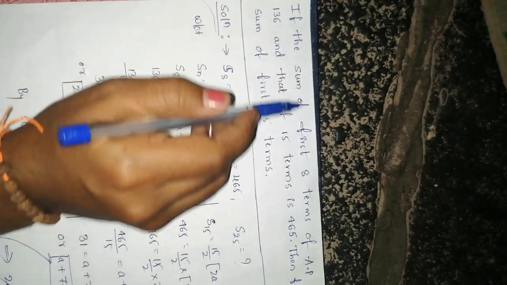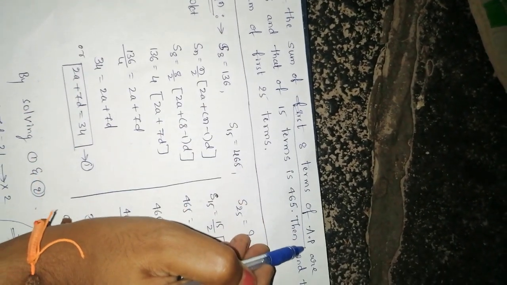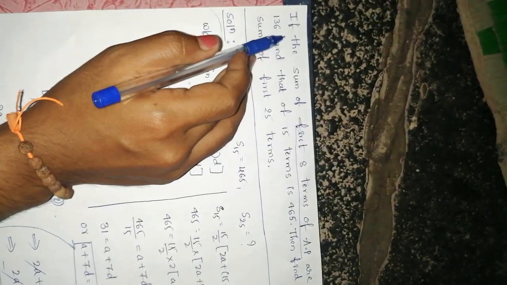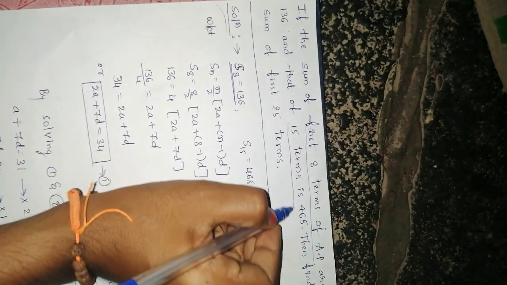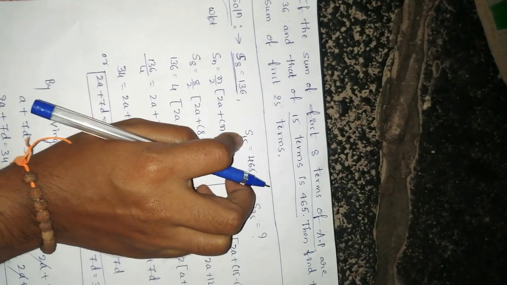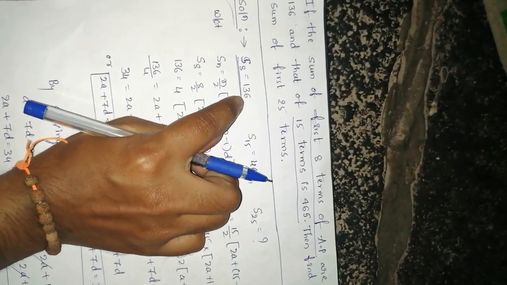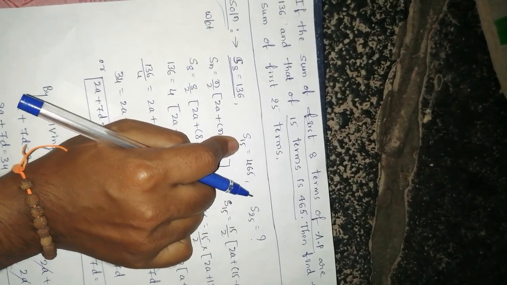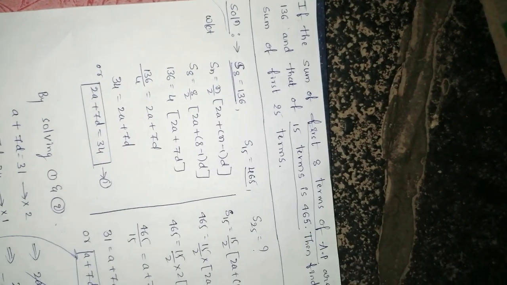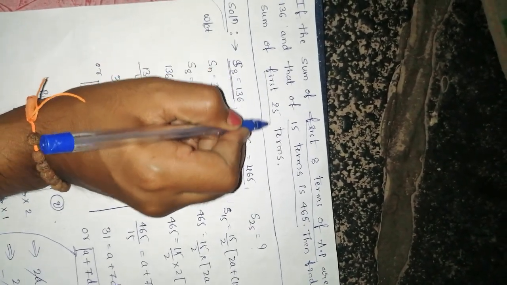Here, the sum of first 8 terms of an AP is 136. The sum of first 8 terms, S8, is equal to 136, and the sum of 15 terms, S15, is 465. Most of the students commit a mistake that they take sum to mean An. It's wrong. Sum of 8 terms means S8, sum of 15 terms is S15. You need to find the sum of first 25 terms. Sum of first 25 means S25, not A25.